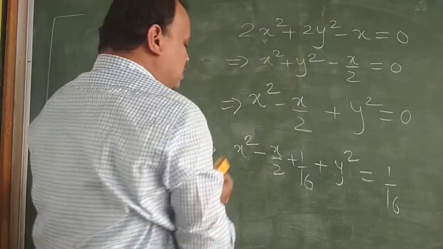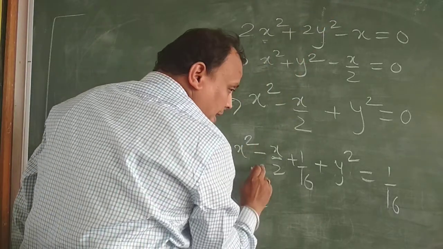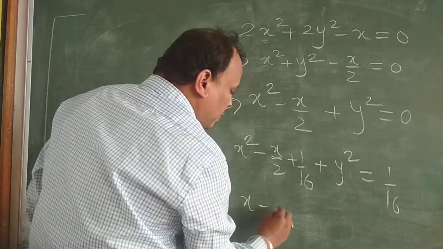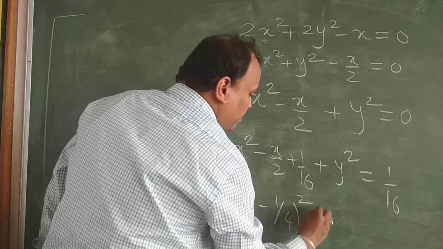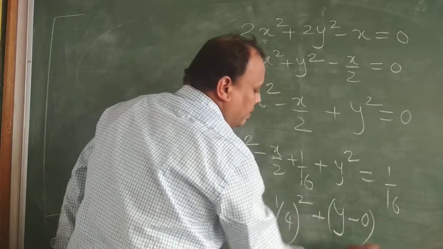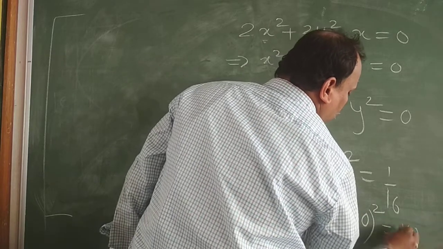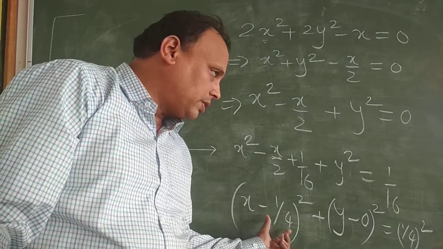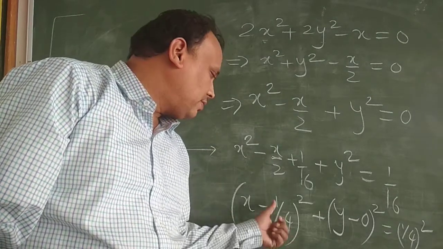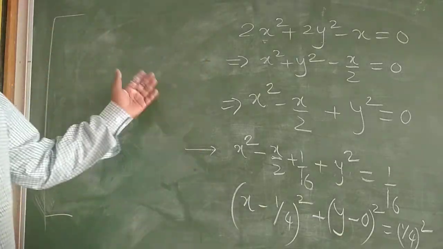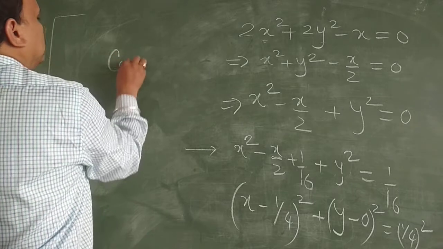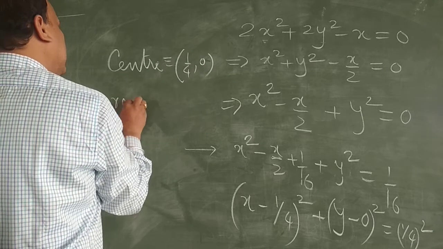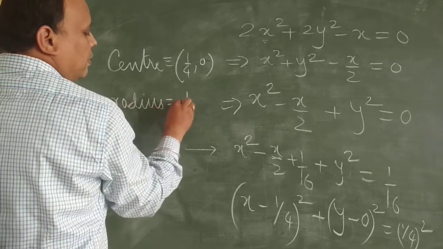So now when you consider this, you will get what? A minus b whole square is a square minus 2ab plus b square. The middle term is negative. So x minus 1 upon 4 whole square plus y minus 0 whole square is equal to 1 upon 4. So radius is equal to 1 upon 4. Center is on the x axis. 1 upon 4 comma 0 is the center coordinates. Like this you can write here: center coordinates 1 upon 4 comma 0, and radius is 1 upon 4 unit.